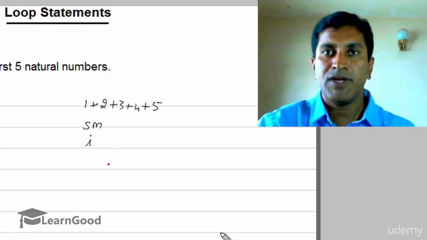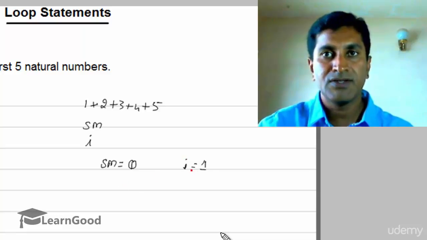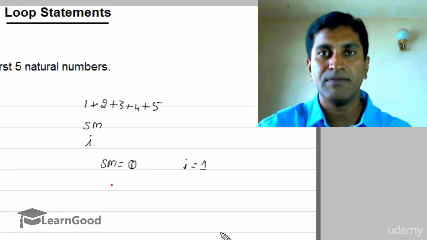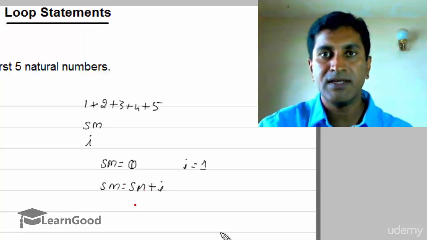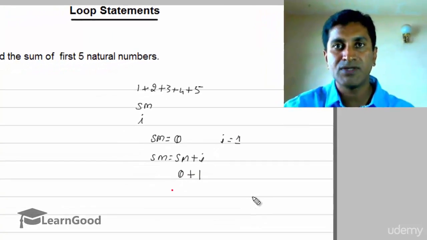So what you need to do is the sum value should be initialized to 0 at the initial stage, and the i value should be starting from 1. So this i value has to be added to sum by giving sum equals sum plus i. So i value is 1, sum value is 0, so 0 plus 1 is 1, and that 1 will be stored inside sum. Then next time i value should get incremented by 1, so it should be made 2.